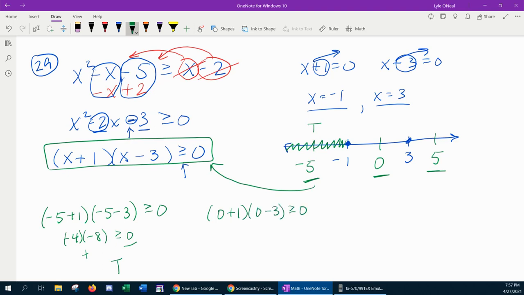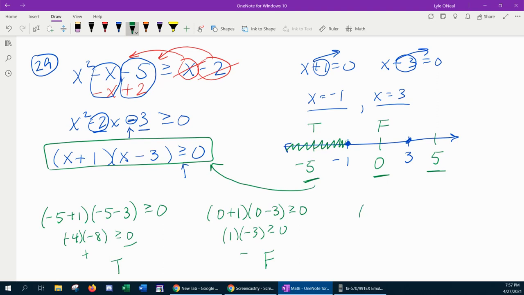And then we're going to calculate to see if it is indeed greater than or equal to 0. 0 plus 1 is 1. 0 minus 3, negative 3. A positive times a negative makes a negative. Negative numbers are not greater than or equal to 0. So that gives me a false statement.